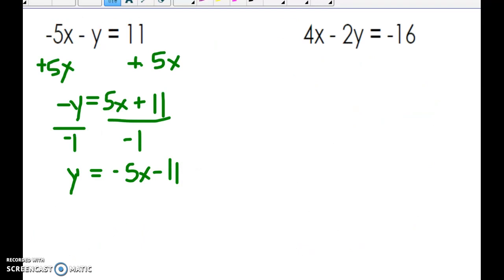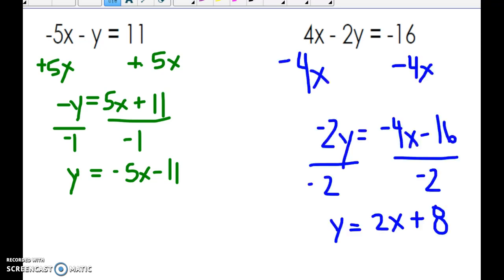You should add 5x on both sides, and you can write 11 plus 5x, but you probably should go ahead and write negative y equals 5x plus 11. You have a negative y because that minus y makes it negative. So the last thing you have to do is divide by negative 1. When you divide by negative 1, 5x turns into negative 5x, and 11 turns into minus 11. If you haven't done the second one, try the second one. Pause the video, check yourself when you're done.